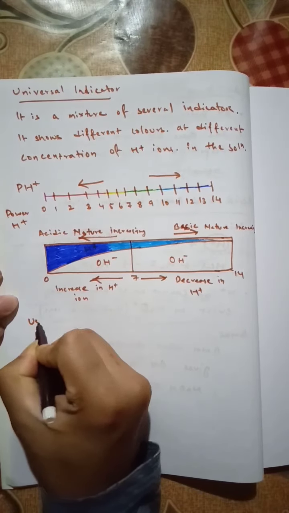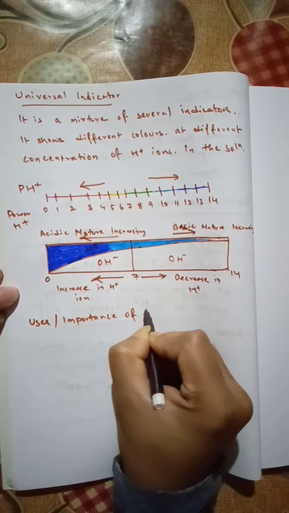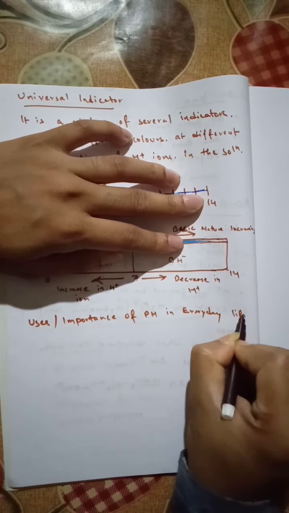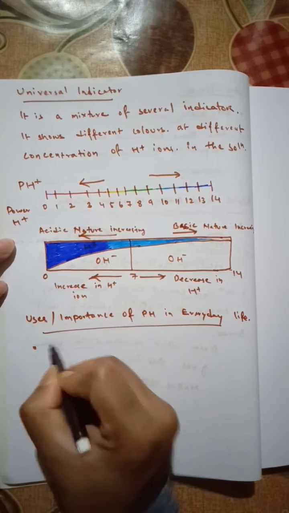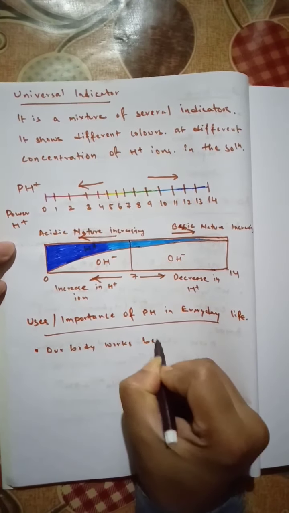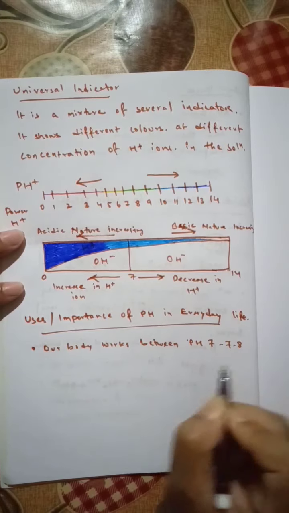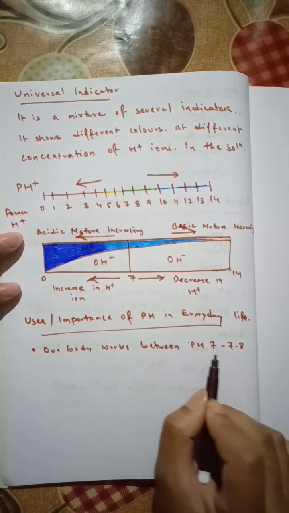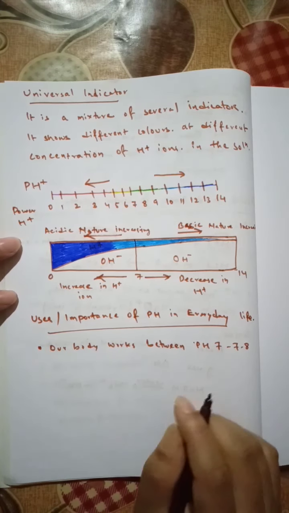Now the next point is uses or importance of pH in everyday life. So the first point is our body works between pH 7 to 7.8, which means if our pH increases above 7.8 or decreases below 7, it will create uneasiness in your body and will not be good for your health.